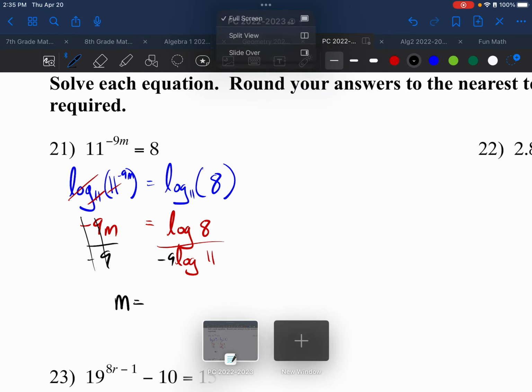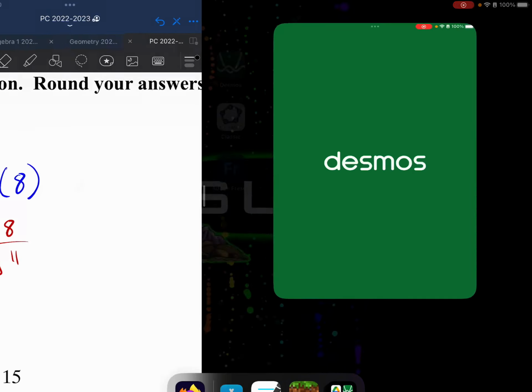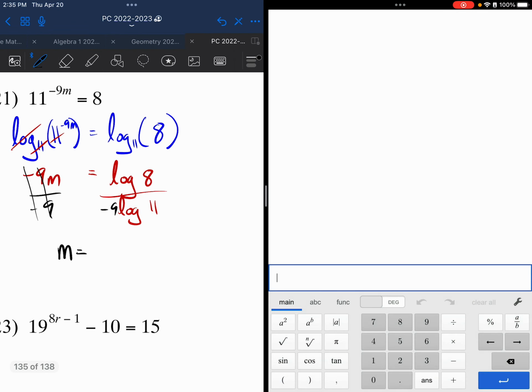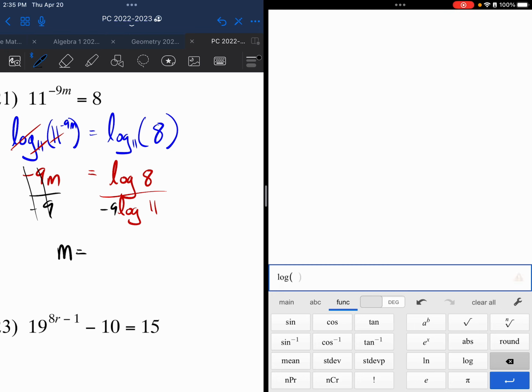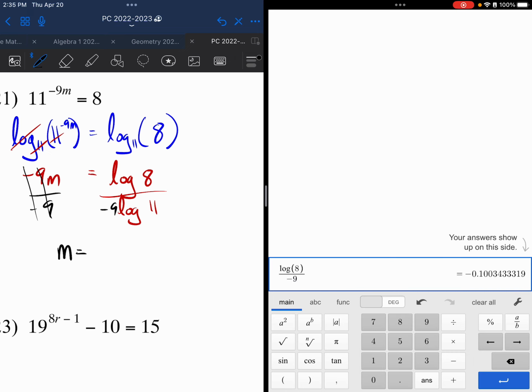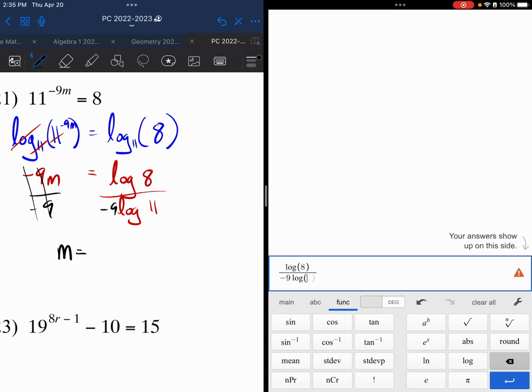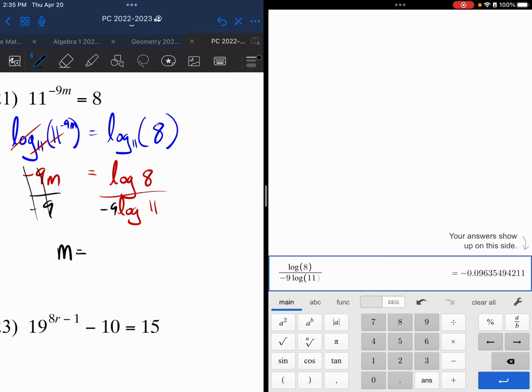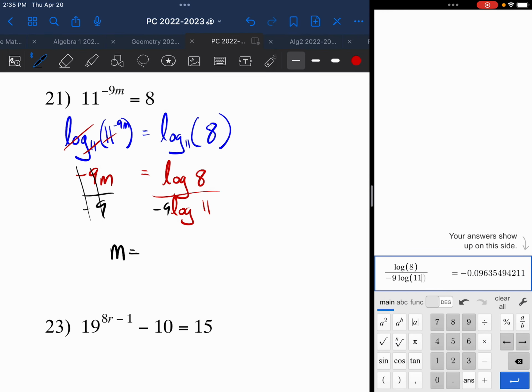So let's go split view, split with a scientific calculator. And I need to type in, let's see, function logarithm of an 8, and that's going to be divided by negative 9, and then we have a logarithm of 11. And that seems like a weird number, but I'm going to go ahead and assume it's correct. Give me some more room to write.